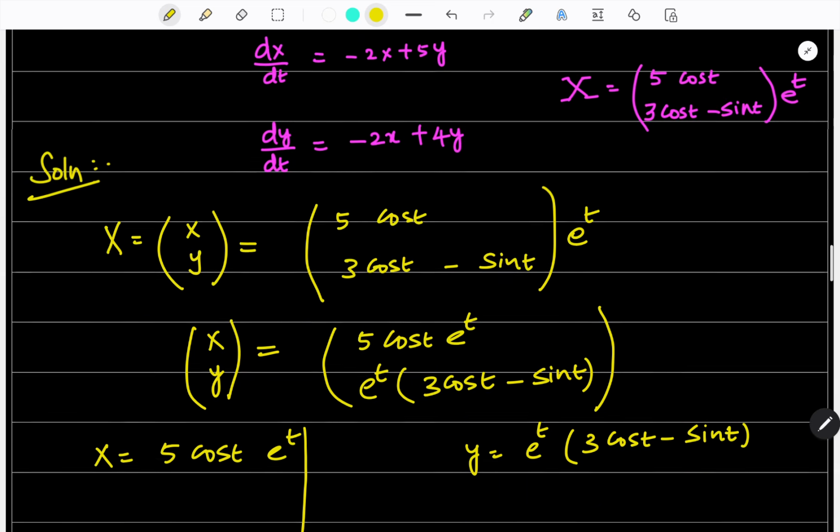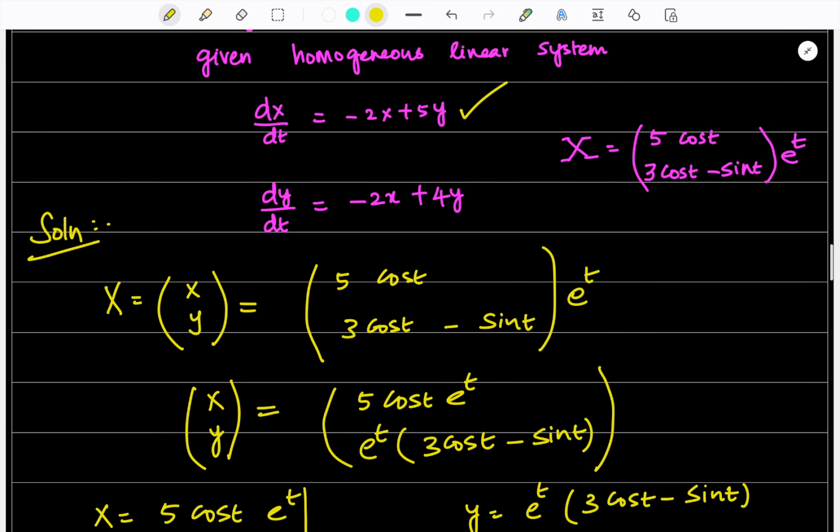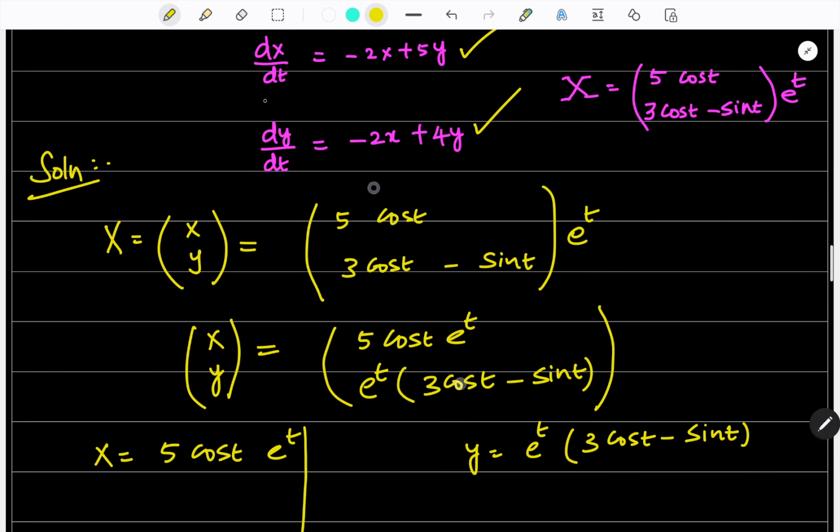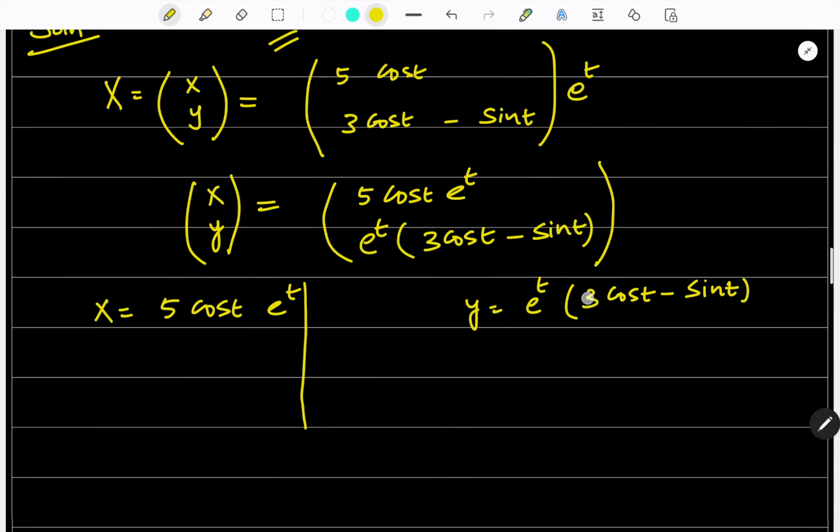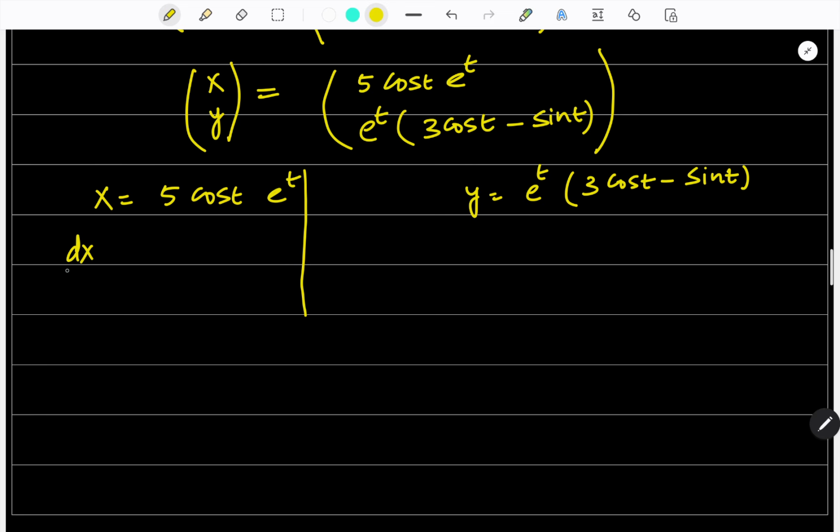Now what we need to do? We need to check this is a solution for this equation as well as this equation. So we need dx by dt and dy by dt. Let me start. Dx divided by dt is equal to what? Here t is there, here also t is there. So what do we use? You use the product rule.